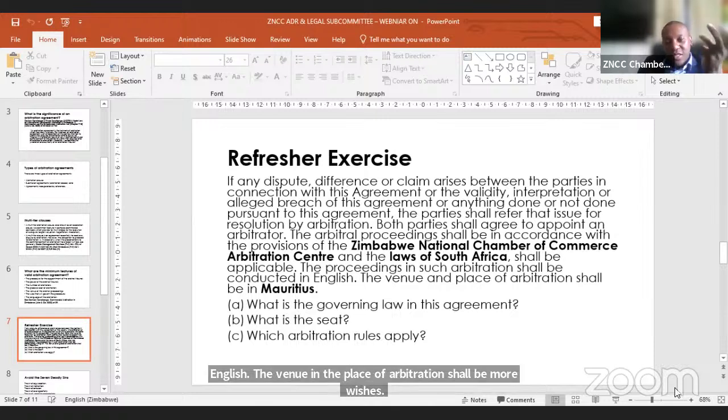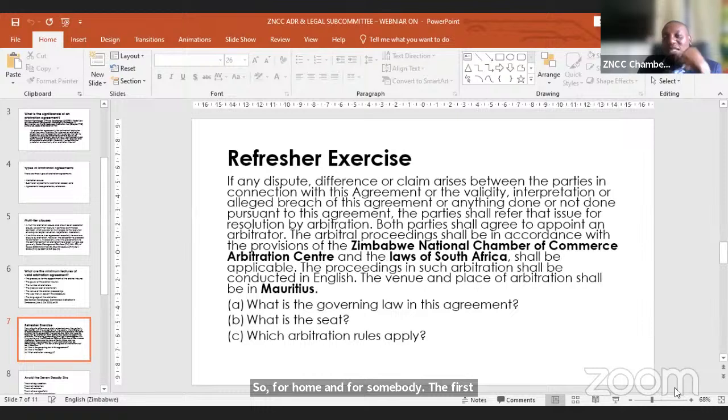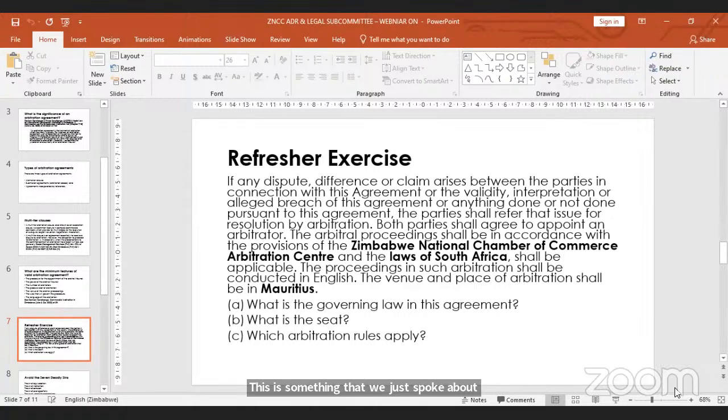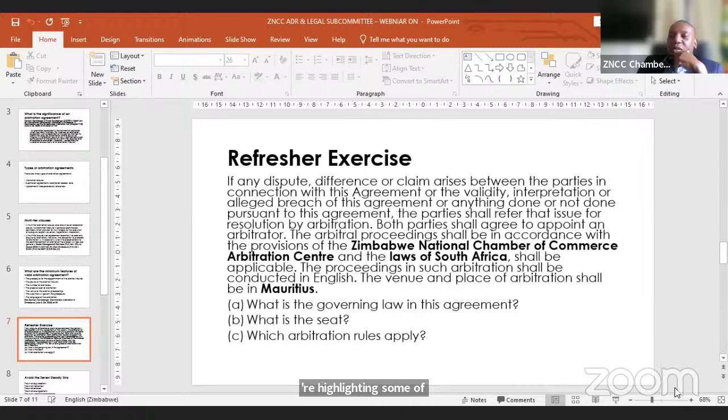So for homework, the first question there is, what is the governing law of this agreement? This is something we just spoke about when we were highlighting some of the essential features. Number two, what is the seat of this arbitration? Number three, what arbitration rules apply? It's not every day that you're going to see an agreement such as this, but it does happen that we come across agreements such as this, of course, without the questions at the end.